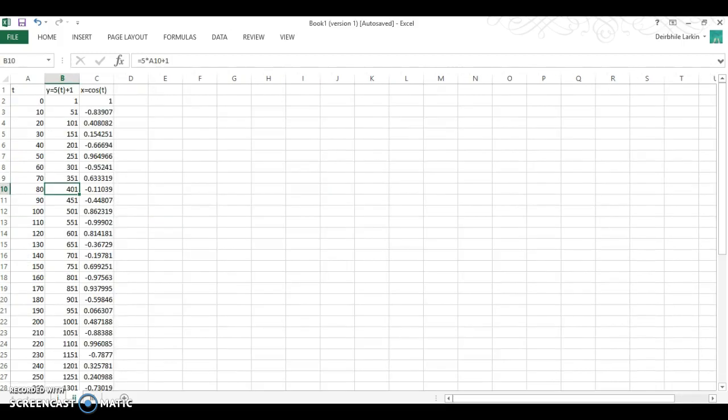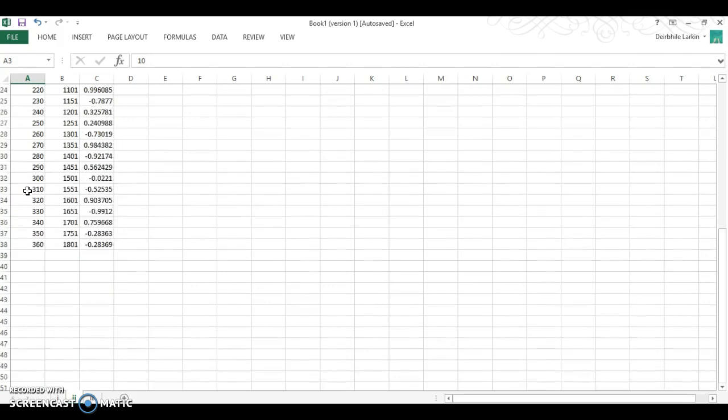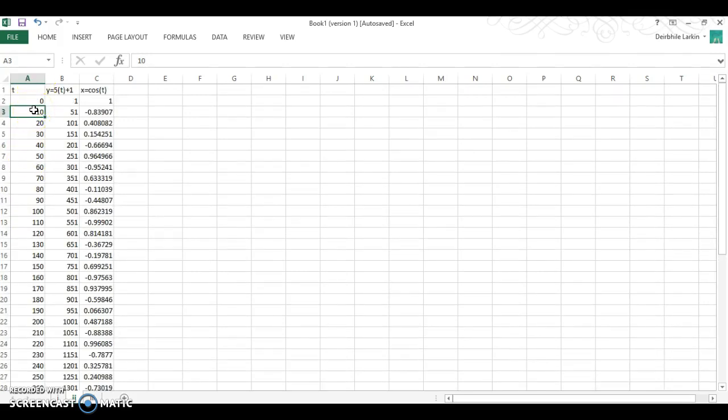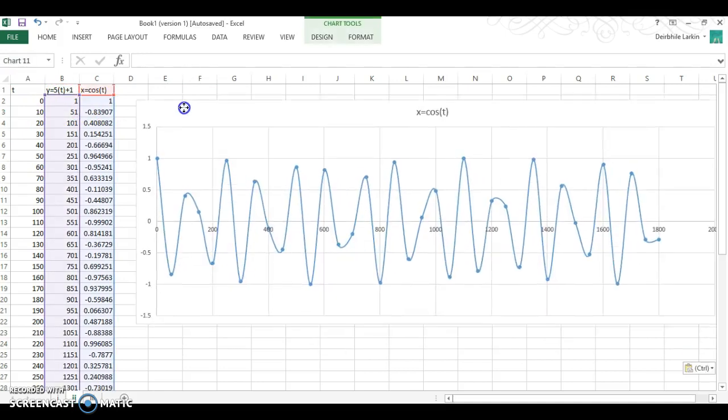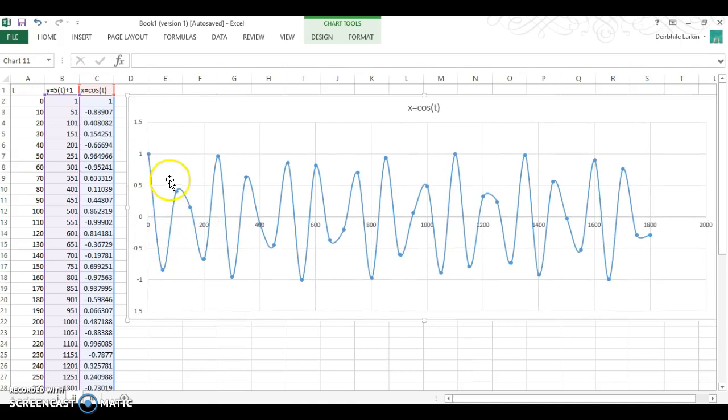Now I'm going to discuss wave type form. Here we have t from 0 to 360 in 10 parts. Firstly I did an example of y equals 5t plus 1, and x equals cosine t. It doesn't matter if you do x as sine t or cosine t. I chose cosine t. Once we put that into a scatter graph, it forms this, and as you can see, it's a wave.